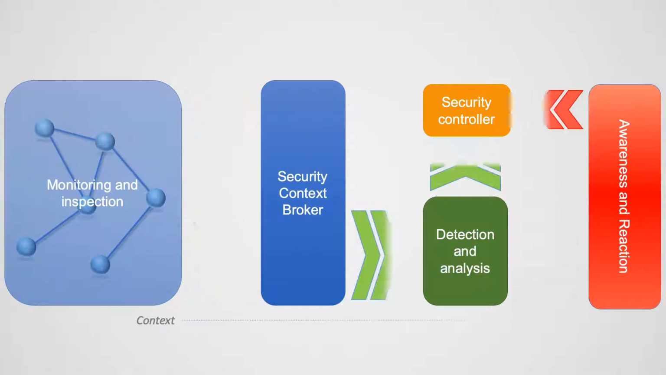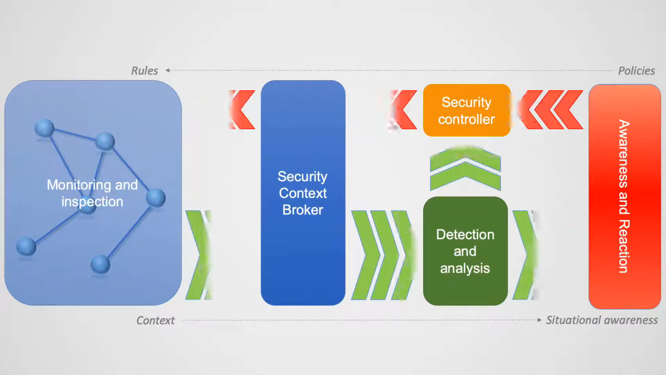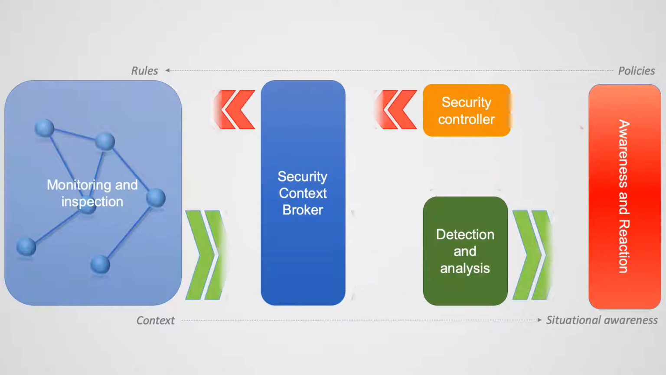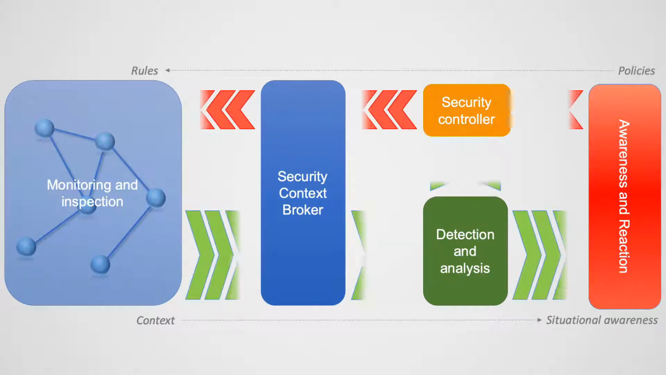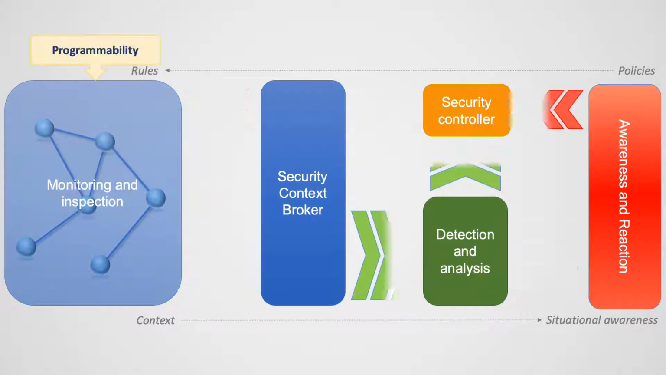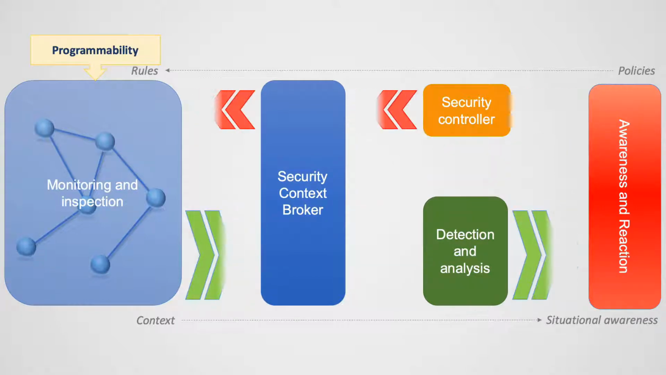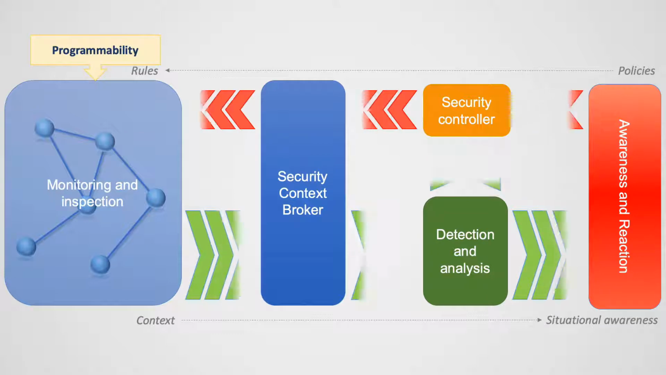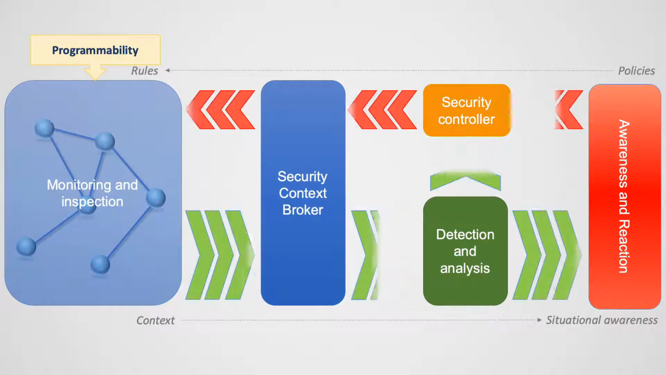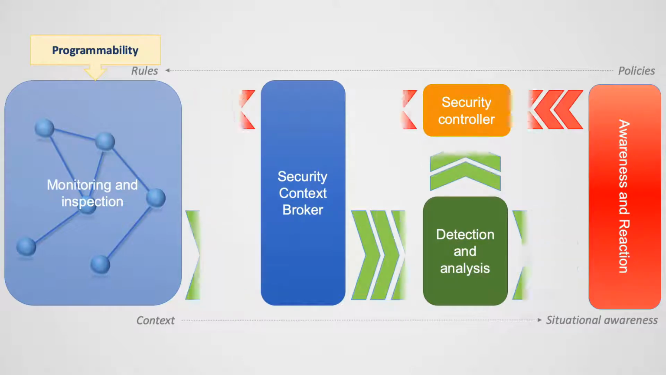The architecture creates a processing pipeline from the security context to situational awareness, and the feedback control from policies or intent to configuration rules and programs. The combination of independent monitoring and detection modules represents an architectural evolution of existing cybersecurity appliances to allow more flexibility in the management and operation. The security context broker and security controller jointly build an orchestration solution for dynamic composition and management of security services.